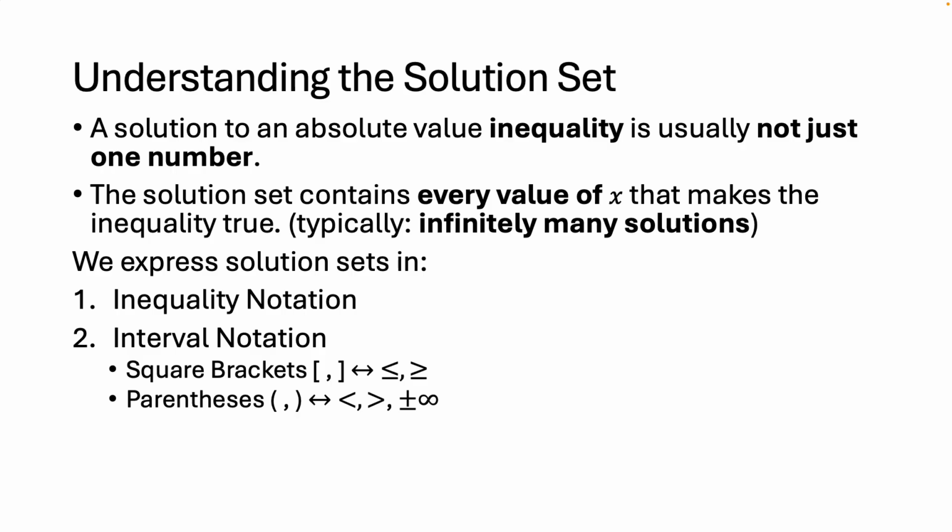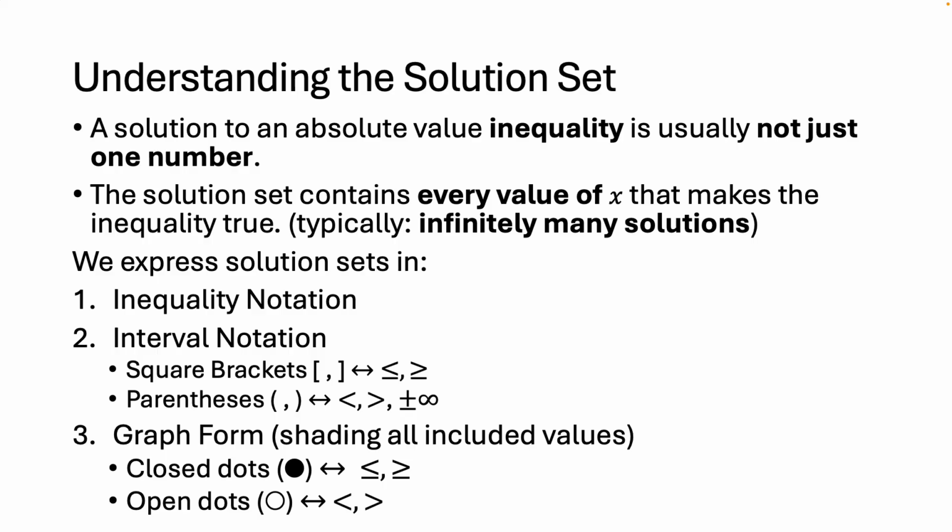Remember that we use square brackets for the regular inequalities that include the equal bar. We use round parentheses for strict inequalities like strictly less than, strictly greater than, and for positive and negative infinity.